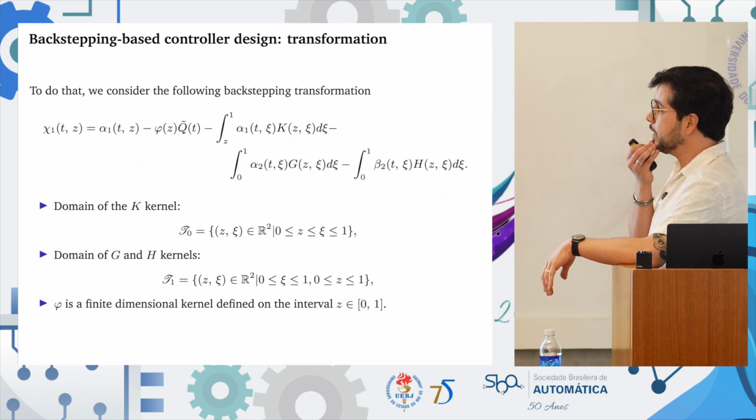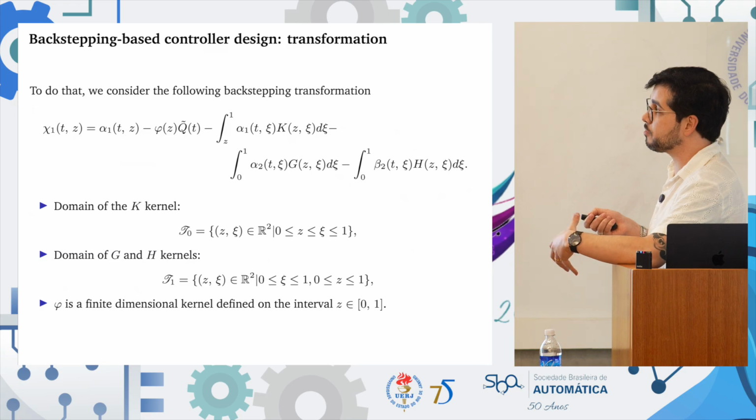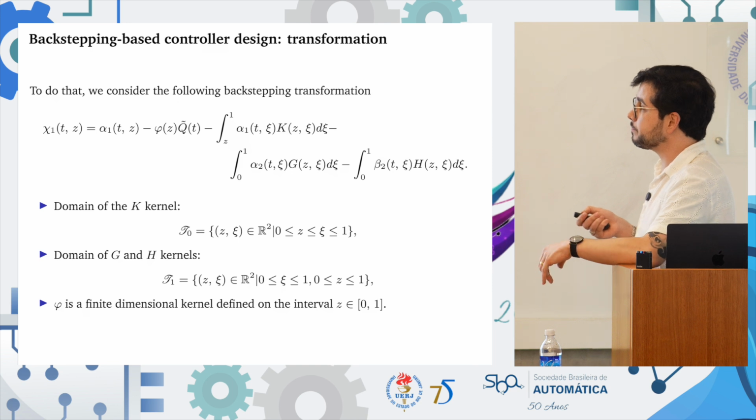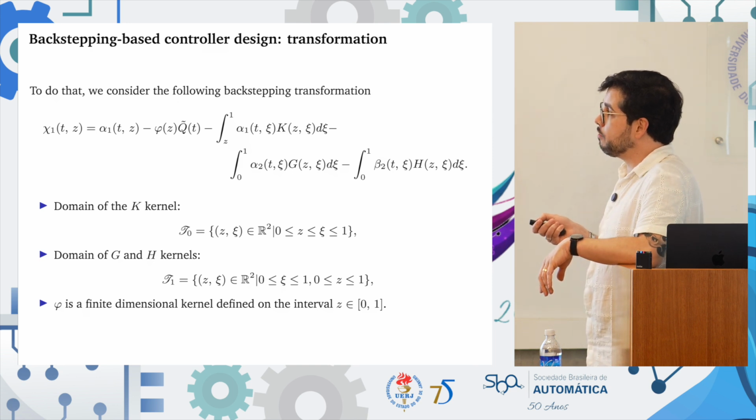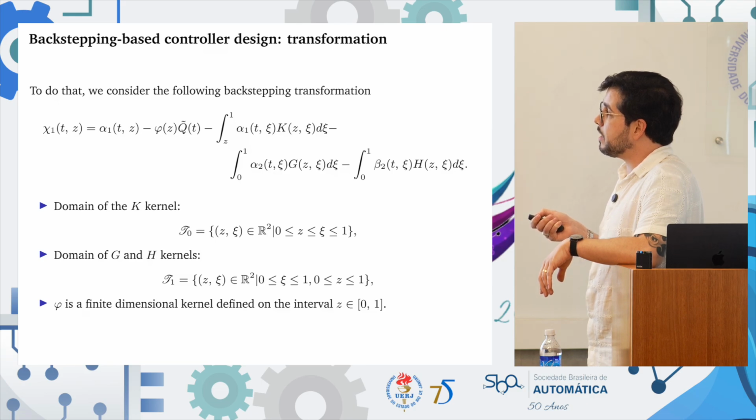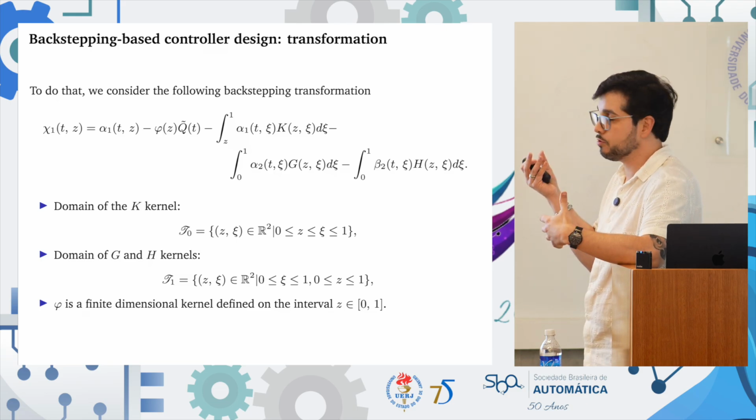To get the feedback controller, we propose this transformation, which is the Volterra transformation. I have the state that I want to transform, alpha 1, alpha 2, beta 2, and the state Q, and the new state, psi 1. So I have these terms, phi, k, g, h, that need to be found in order to map the original system into the target system.